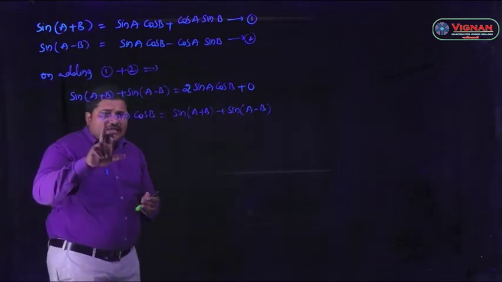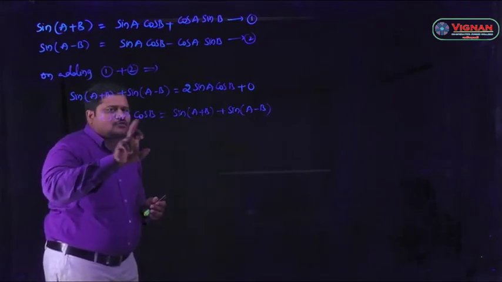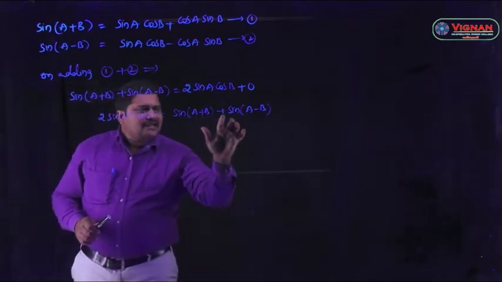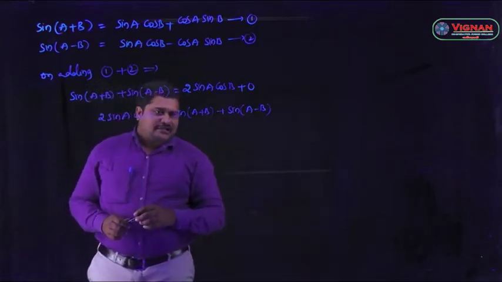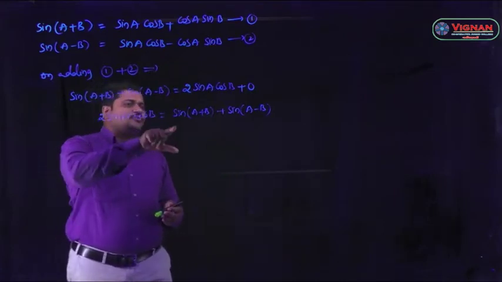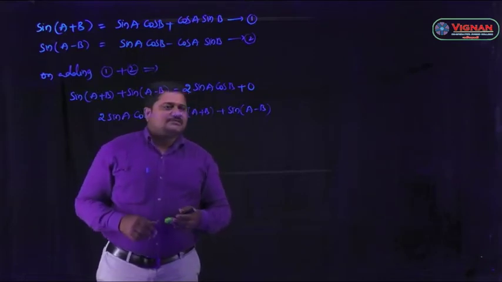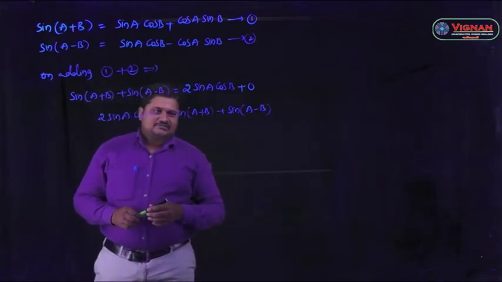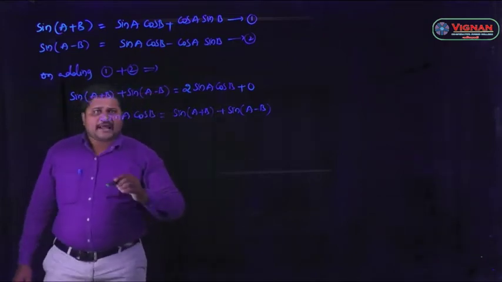Here 2 sin a cos b, sin a into cos b, is the product of two trigonometric ratios. Here sin of a plus b plus sin of a minus b is the addition of two trigonometric ratios. The product of two trigonometric ratios is transformed to the addition of two trigonometric ratios. This is the transformation of trigonometric functions.